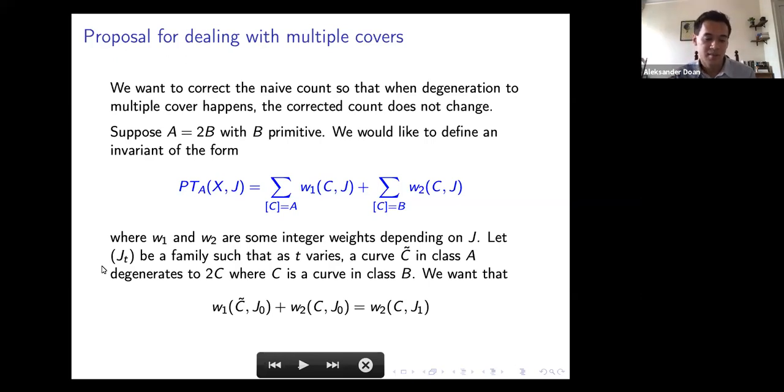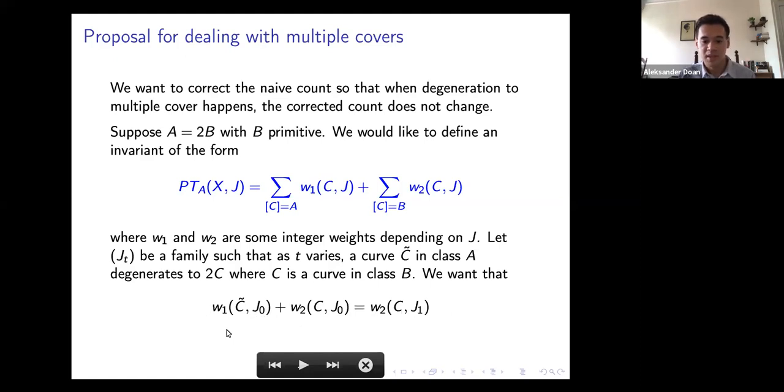Suppose that I have a family J_t, such that as t varies, I have a curve C tilde in class A, which degenerates to 2 times C, where C is a curve in class B. So I want, as J varies, this number to be preserved. That means that if I look at the weight of the C tilde plus the weight of C with respect to the initial almost complex structure, that has to be equal to the weight of C with respect to the final almost complex structure, simply because this curve, C tilde, degenerated and it disappeared from my moduli space.